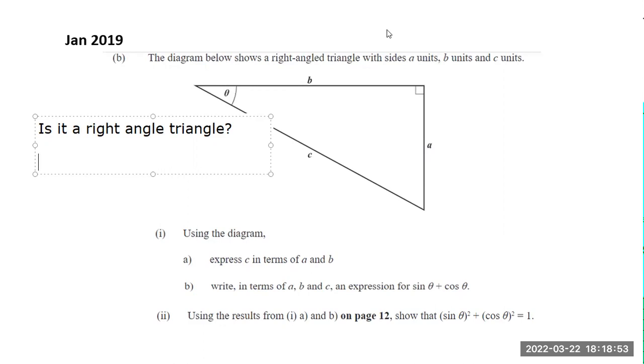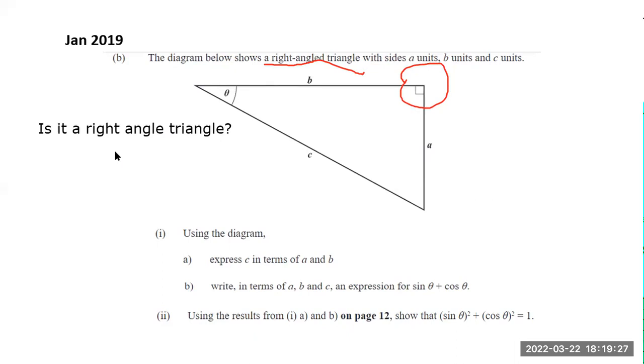So how would you know if this is a right angle triangle or not? Well, I hope they said it, or they actually did. In this case, the question actually said it: the diagram below shows a right angle triangle. So we had no worries in this case. But how would you know otherwise? If that information wasn't given, what would make this a right angle triangle? This angle here would make it a right angle triangle. So if it's a right angle triangle, what can we do?